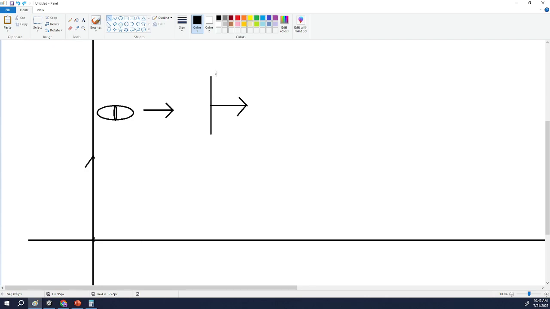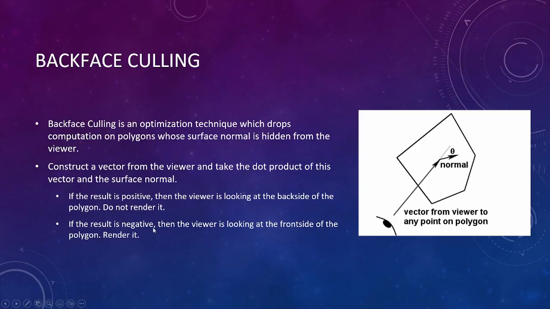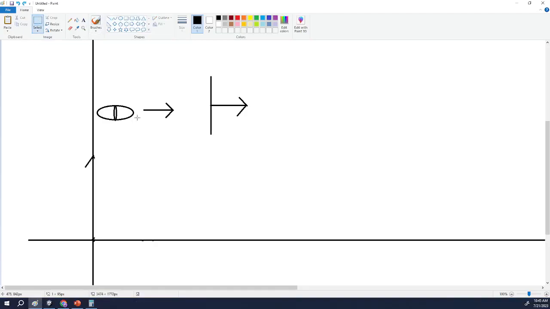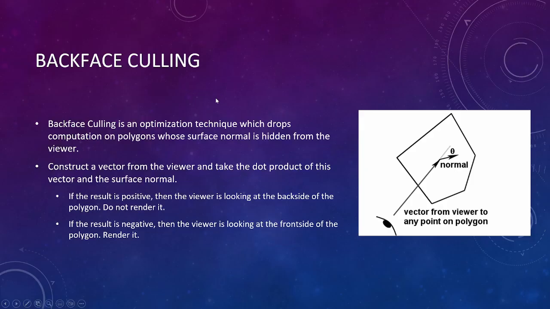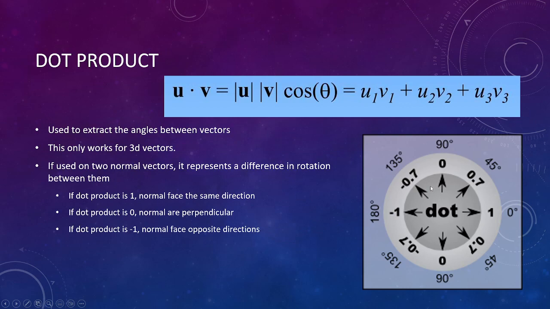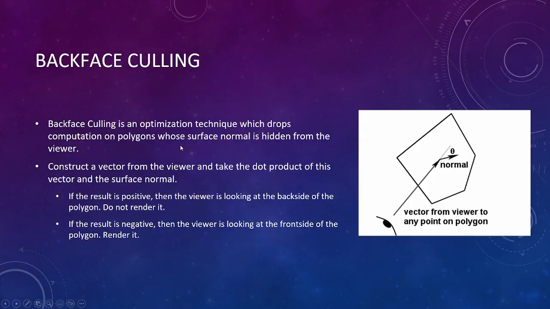So that our polygons are not wasted. If the result is negative, then the viewer is looking at the front side of the polygon. Render it. So if you're here instead, in any direction, if you get the dot product of this vector with this vector, it is roughly negative, which means we are looking at the surface. So we must render it. So that is backface culling.